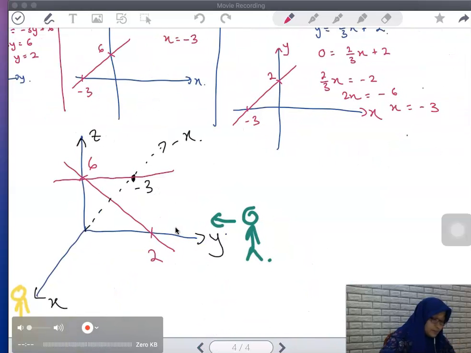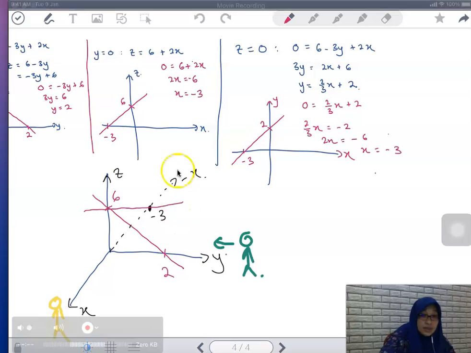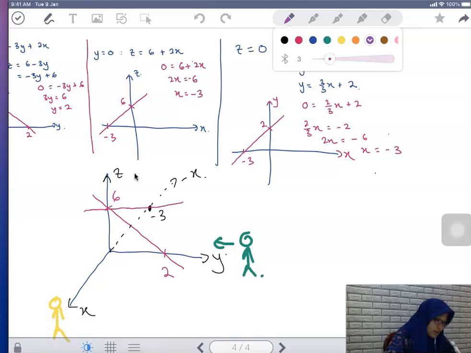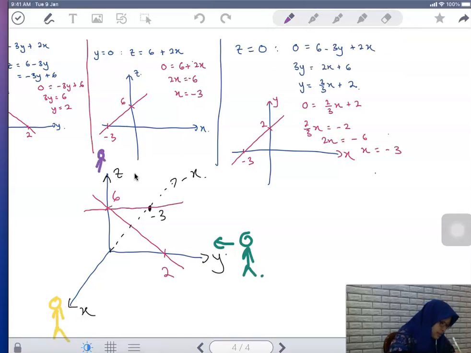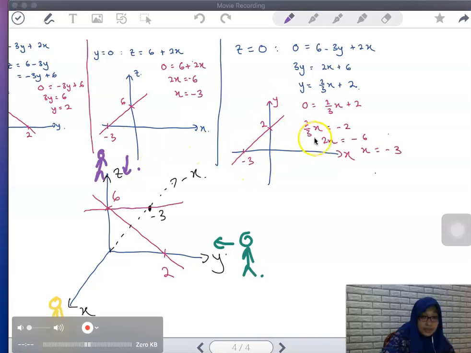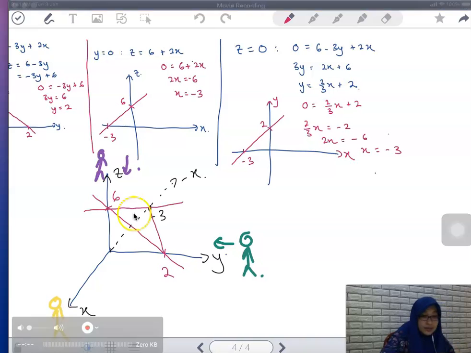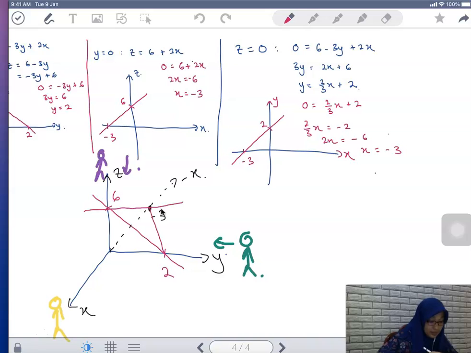And then I move to the last trace, which is z equal to 0, meaning that now you are standing over here, looking down on the xy plane. This is the line that you can see, where y is 2 and x is minus 3. You draw the line. That is the line. So your plane is a tetrahedron. That is your plane.